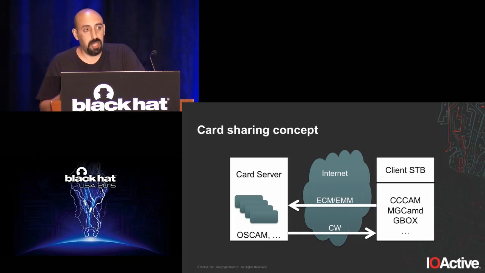What happens is that when the STB receives the satellite signal, it will extract the ECM and the EMM and send them to a server through the internet. At that time, the server will use the official cards, extract the control word, and send it back to the STB. That way, the STB will be able to decrypt and descramble the signal and show the clear TV signal.